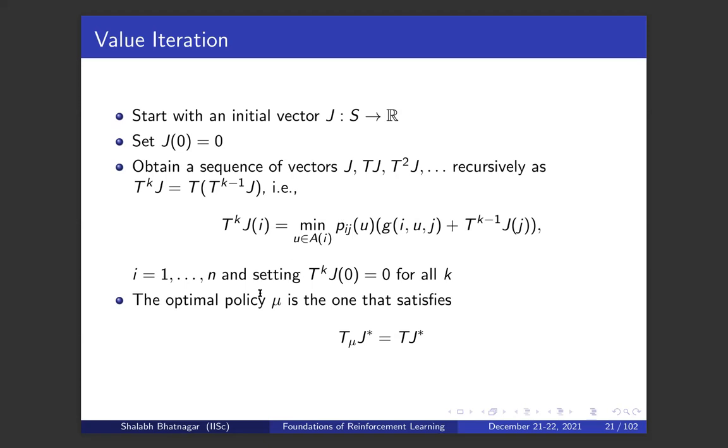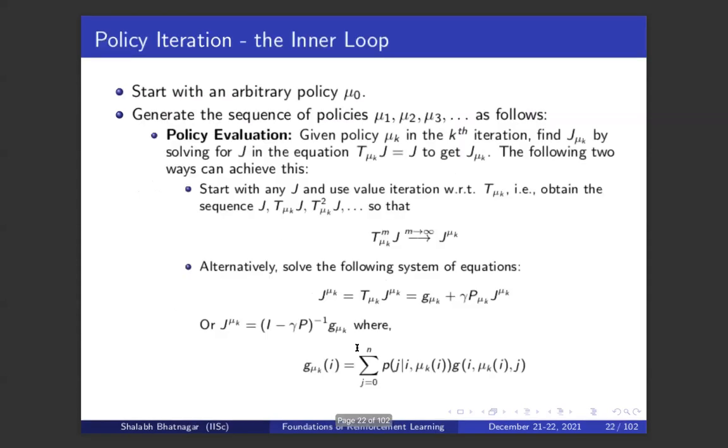Likewise, one can show that you can do a similar thing for the operator T mu if you hold your policy fixed. Now it turns out that the optimal policy mu is the one that satisfies T mu of J star is T J star. This is the policy that achieves the minimum in the Bellman equation. So that's essentially what it is.